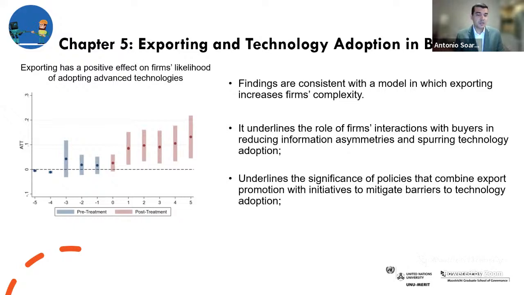In this case, it shows that once firms enter the exporting markets, they start adopting technologies associated with quality control. The findings are consistent with a model in which exporting increases firms' complexity and they need to adopt advanced technologies to cope with this complexity. It underlines the role of firms' interaction with buyers to reduce information asymmetries and spur technology adoption. It also, in terms of policy recommendation, underlines the significance of policies that combine export promotion with initiatives to mitigate barriers to technology adoption.